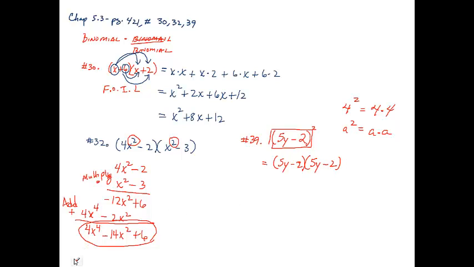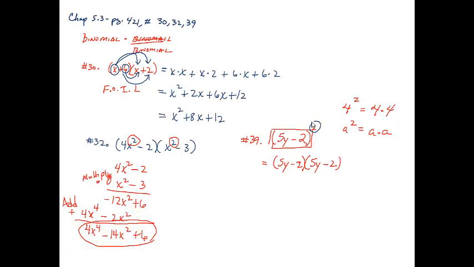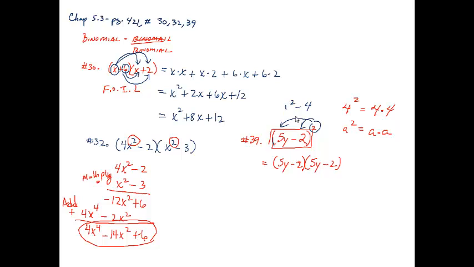You cannot do the following. You cannot take this 2 and just do what some students like to call distributing it. That is illegal. So you cannot say 25y squared minus 4, basically squaring these pieces. The reason you can't do that is because you're missing the middle term. That will be considered wrong. So do not do that.